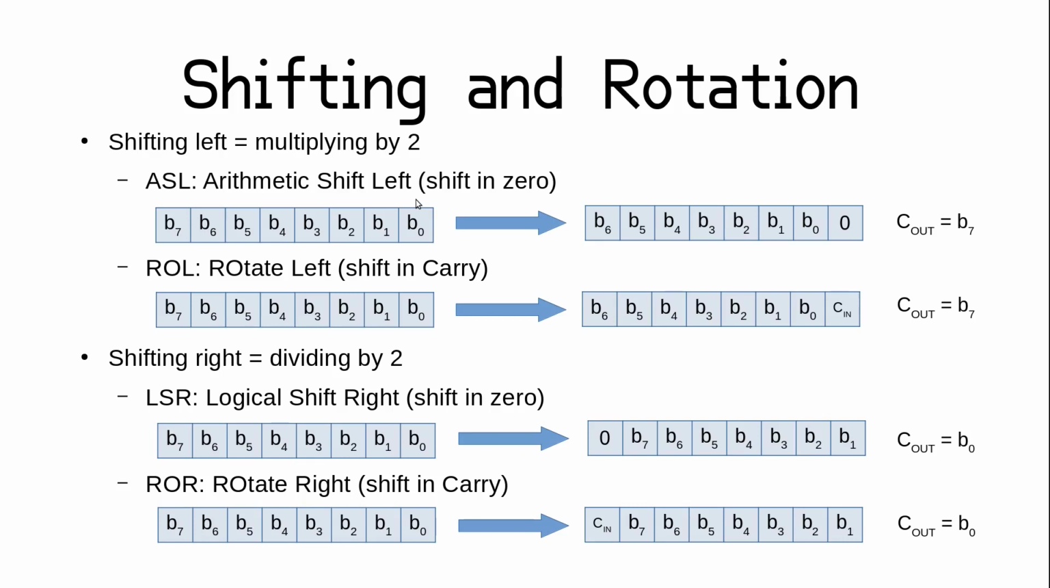Like with ASL and ROL, LSR and ROR can be chained to shift multi-byte values right and divide larger numbers by 2. By going through these chains multiple times, you can multiply or divide by any power of 2.